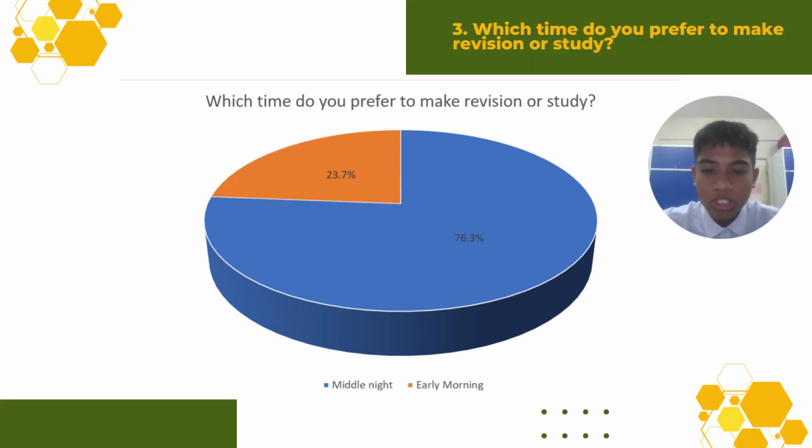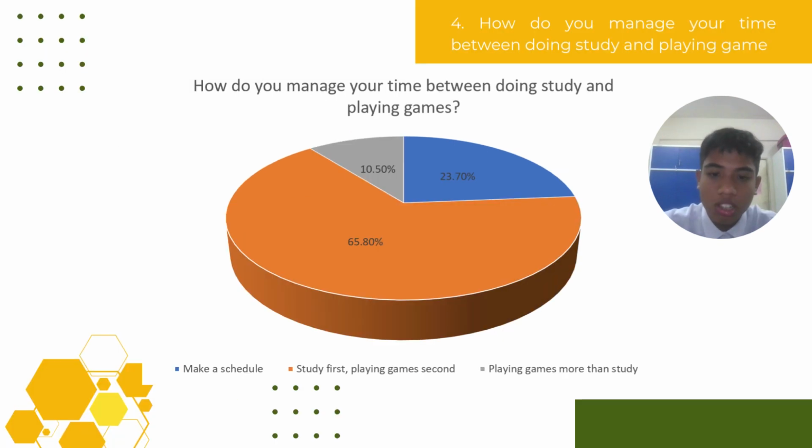Then, which time students prefer to make revision or study is the question we use for question 3. We state just two answer options, which are middle of the night and early morning. It was clear that students prefer to study at the middle of the night with 76.3%. However, there are also 23.7% of students that prefer to study in the early morning.